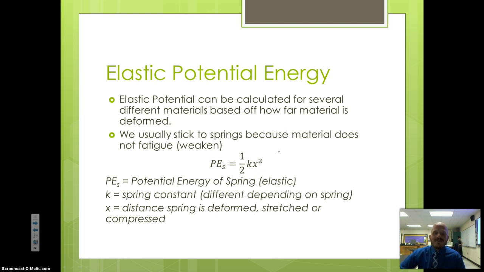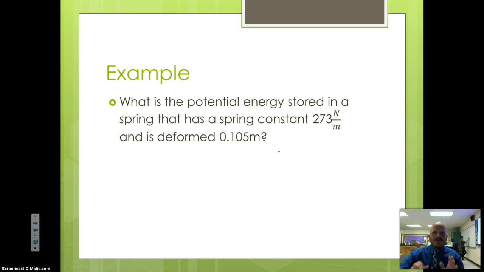The X is the distance the spring is deformed. So it's not, hey, my spring is this long, it's how far we stretched it. So if we have a spring here and we stretch it to here, it's not this distance, it's the difference between the two. Many times you're going to be given the distance, this is how far we deformed it, not this is how long the spring is. But you should be able to figure it out. So let's look at an example here.